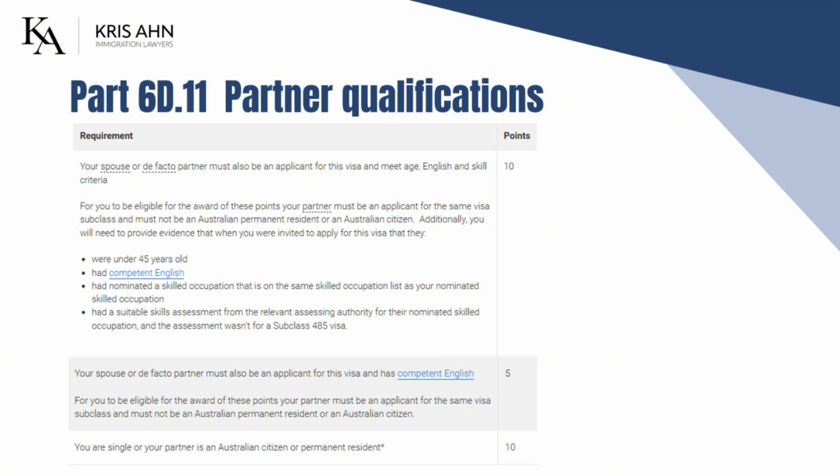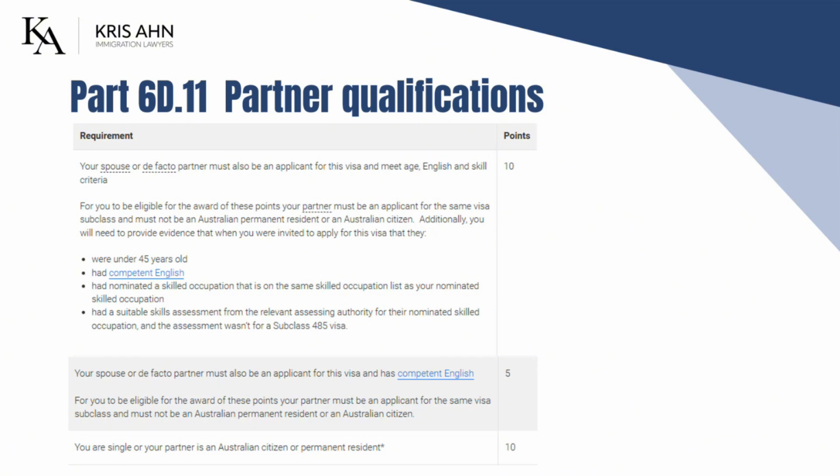And then we've got partner qualifications. If you're single, you get 10 points. I guess they just don't like the idea that you've got one skilled person and then they're bringing in a whole family of other unskilled people. If you don't have a partner, or your partner or spouse is an Australian citizen or permanent resident, then you get 10 points for that.